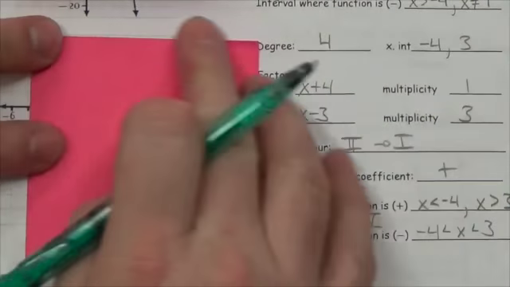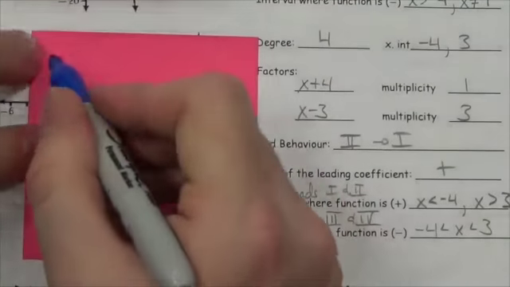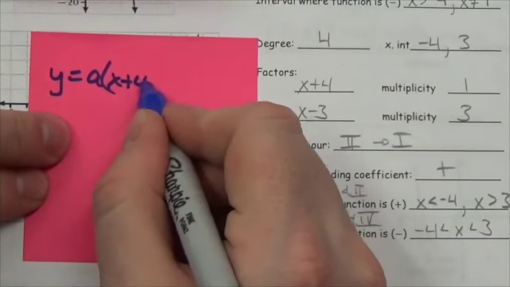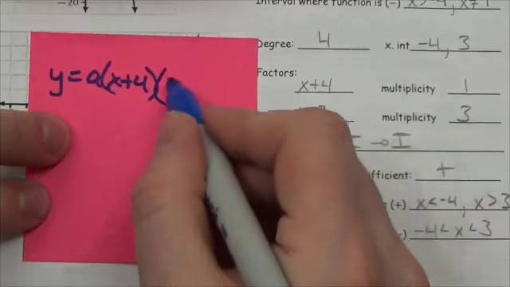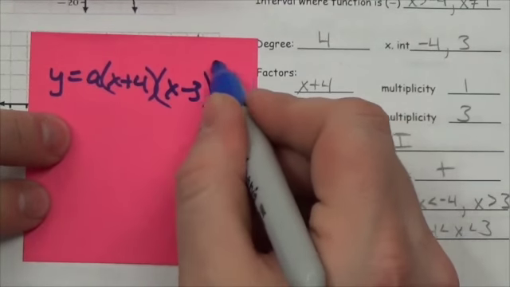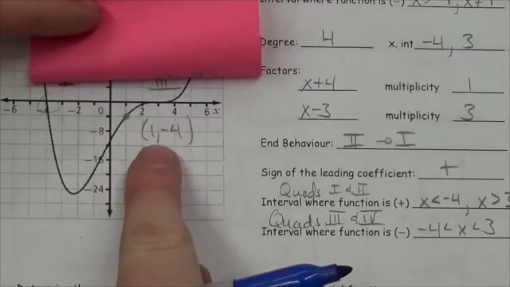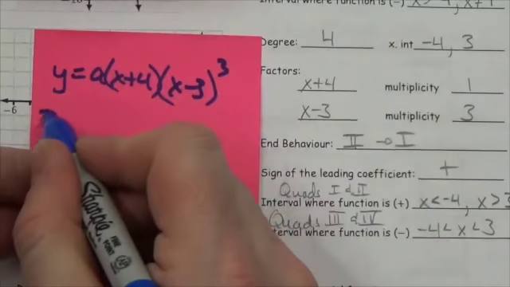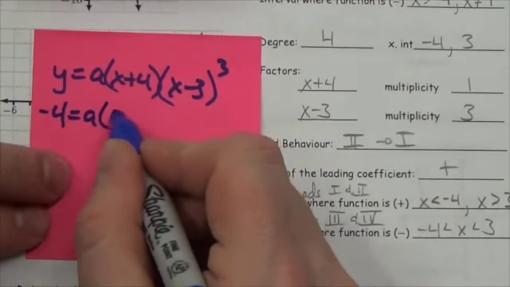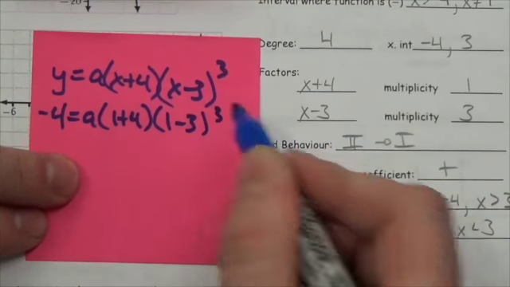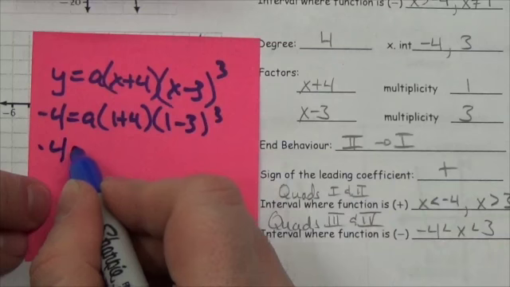So let's take a quick look here. So this is going to be y equals a. I've got the factor x plus 4 with a multiplicity of 1 and x minus 3 with a multiplicity of 3. If I plug that point in, 1, negative 4, so this will be negative 4 is equal to a times 1 plus 4 times 1 minus 3 cubed, and evaluate this.